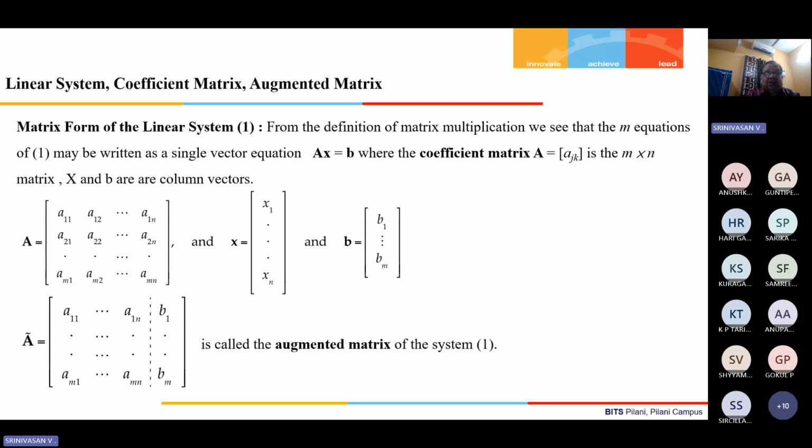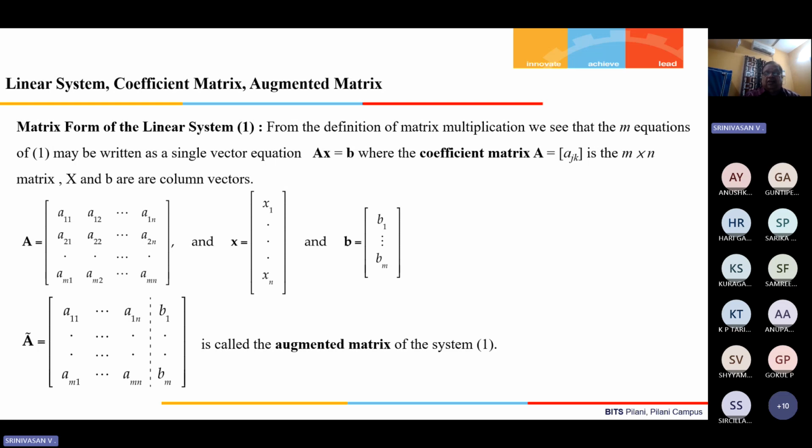How do you do the multiplication? A11 x1 plus A12 into x2 plus etc. A1n into xn. So that is the first row, only one element. Now Ax equal to B, corresponding entries are equal. So your B is the matrix of constants. This is the matrix of coefficients. This is the matrix of unknowns. This is the matrix of constants.